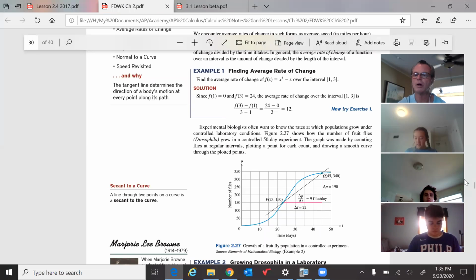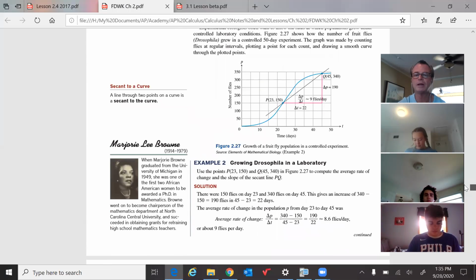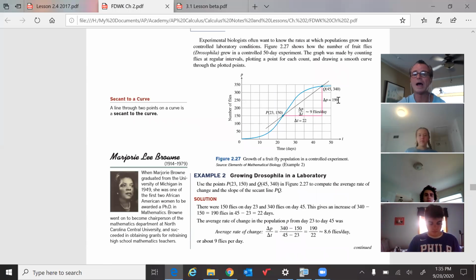And that's what they did here. And you would just have, ready? The difference of the y's. 340 take away 150 would be 190. The difference of the inputs. 45 take away 23 is 22. And there is your average change.